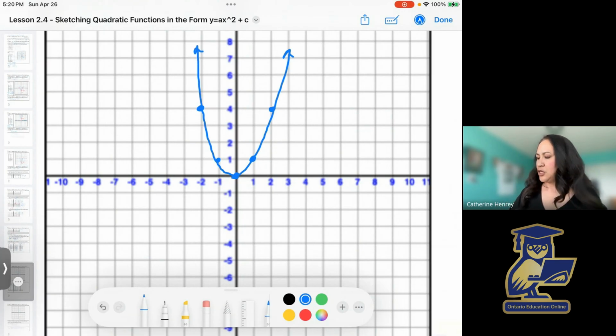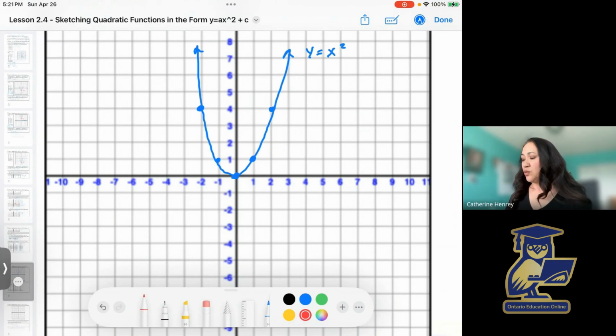Okay, I'm going to change colors. Let's go with red. And I'm going to graph the next one. Actually, you know what? Let me label this. This is y equals x², the parent function. Let's go to the next one, which is going to be y equals 2x², and that is -2, 8, -1, 2, 0, 0, 1, 2, and 2, 8.